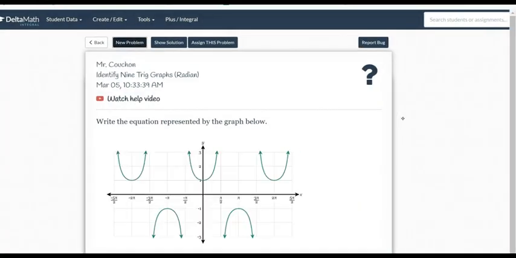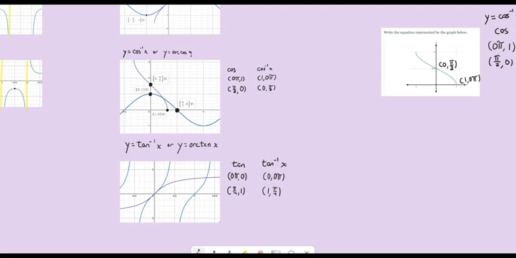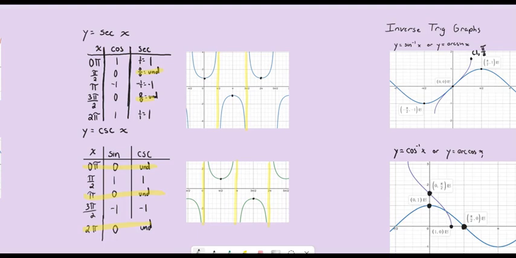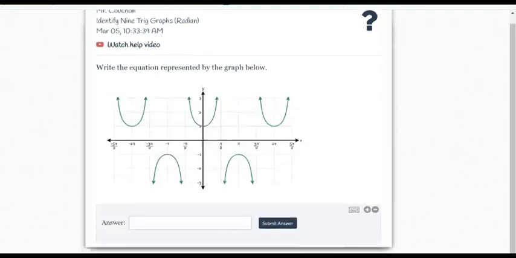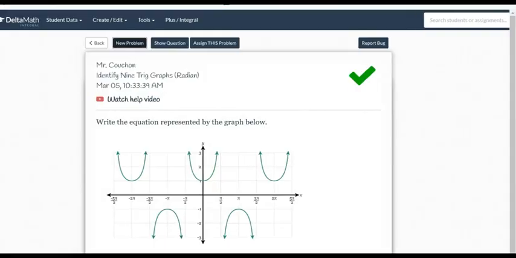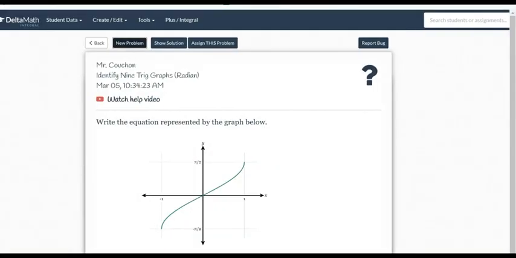Okay, so this is either cosecant or secant. We notice that there's asymptotes at pi over 2 and 3 pi over 2. The asymptotes at pi over 2 and 3 pi over 2, that's secant. So let's go back here. There we go. Y equals secant x. Yes, I'm sure. So this ends up being pretty easy.